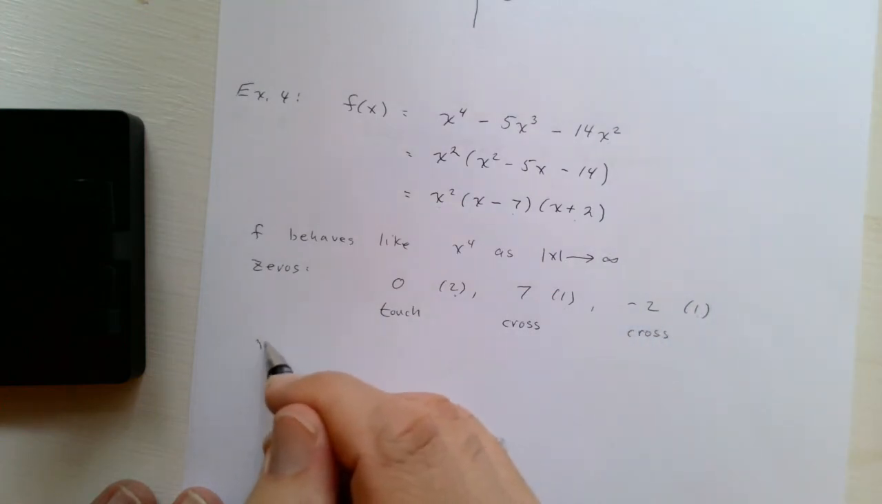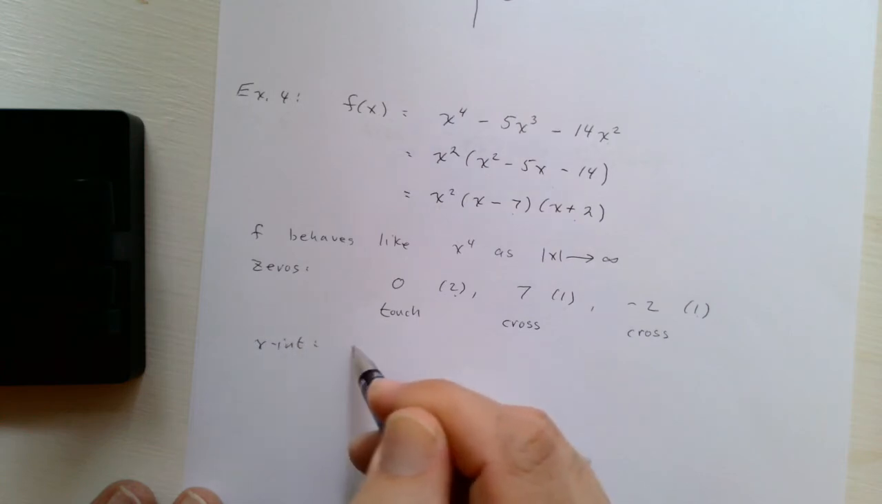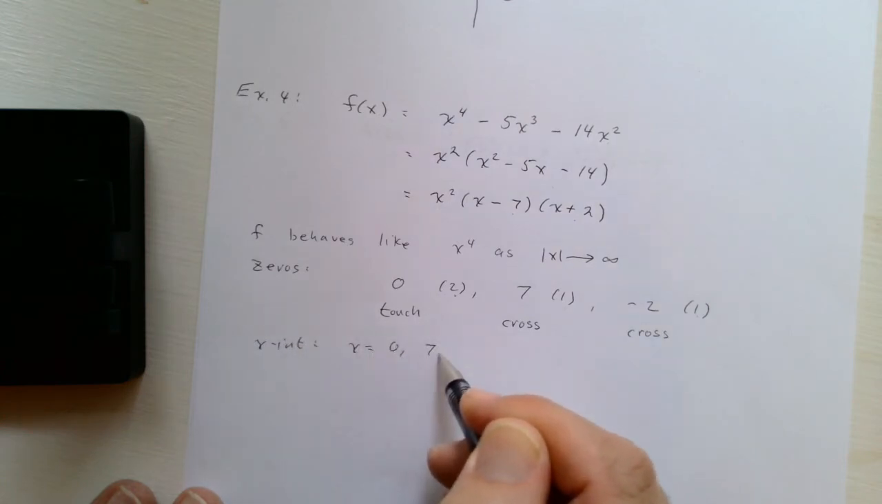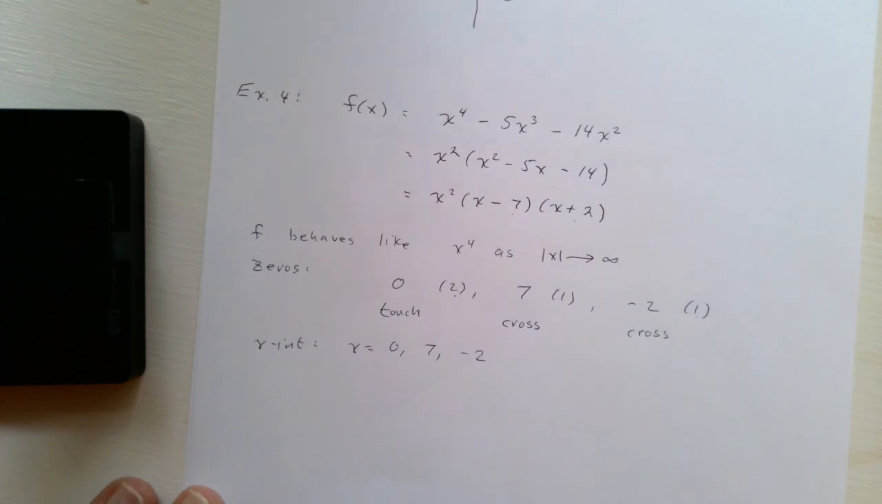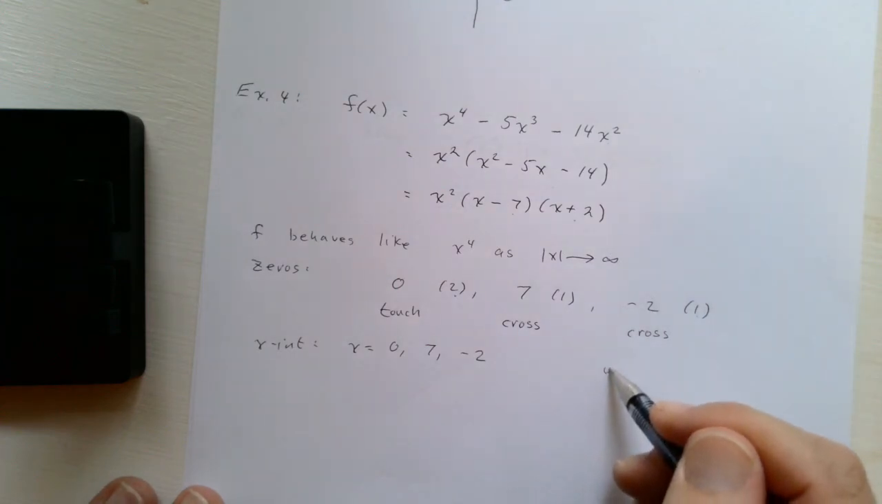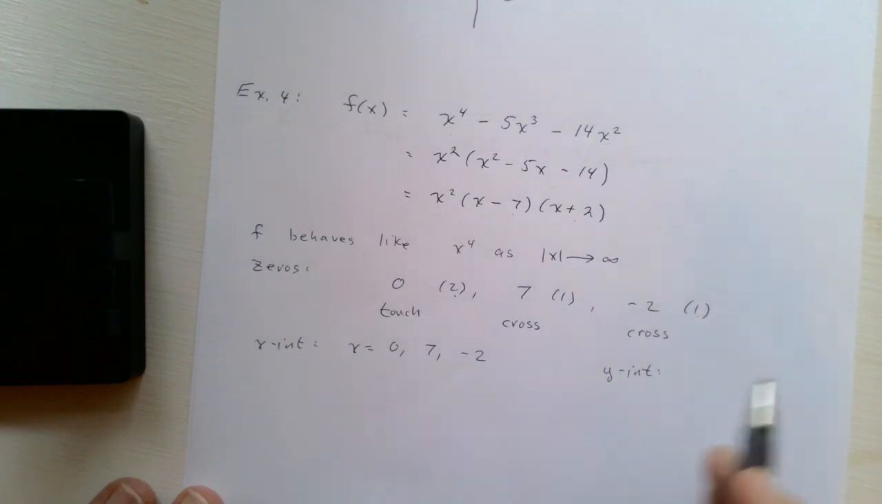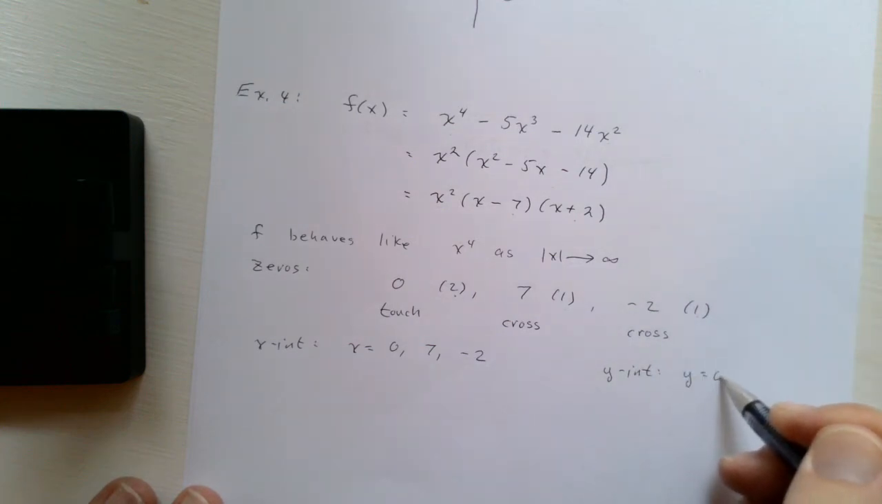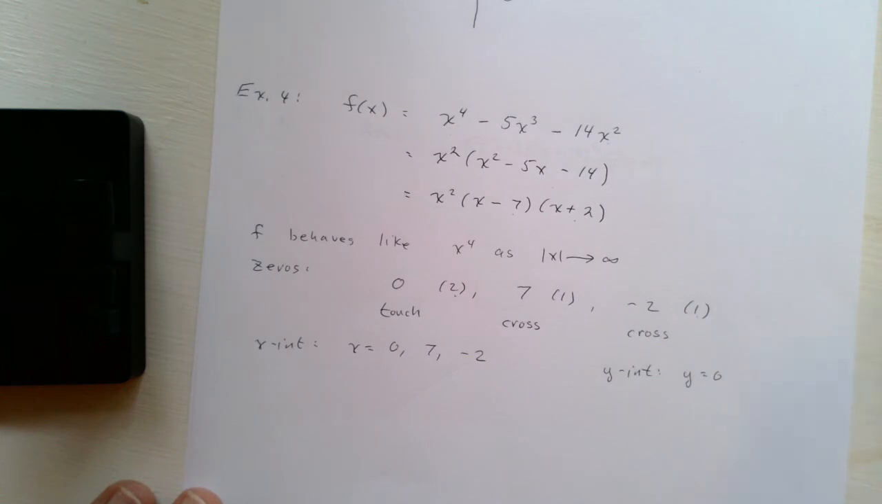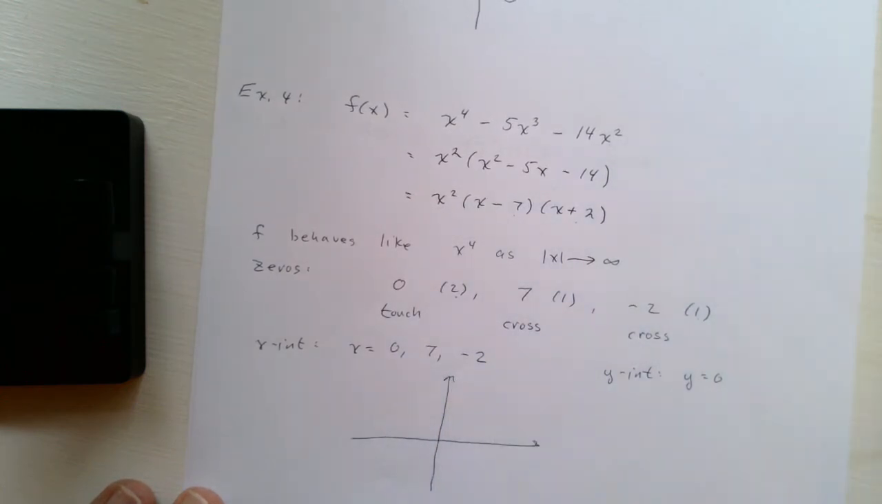Okay. The x-intercepts are at x equals 0, 7, negative 2. The y-intercept, again, whenever the x-intercept is 0, that means the y-intercept is 0 as well. There's negative 2, 0, and 7.